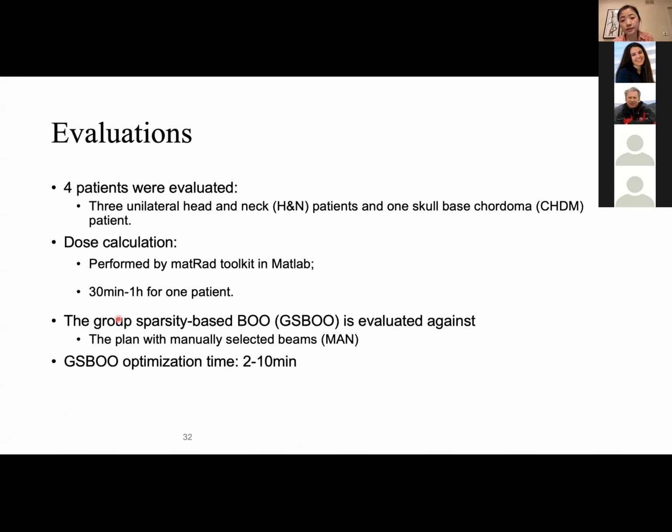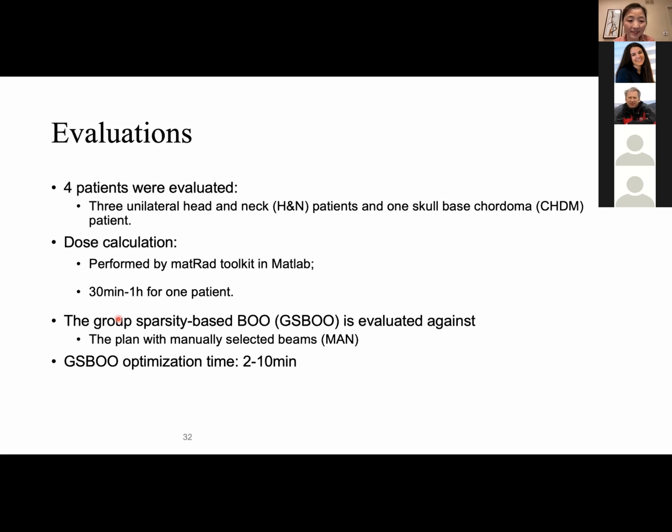We tested this algorithm on 4 patients, including 3 unilateral head and neck patients and 1 base of skull chordoma patient. The dose calculation is performed by matRad in MATLAB. And because I know we just had a lecture on MATLAB as well, I want to say a big thank you to all the authors of matRad. It really helped me a lot to start and build up this optimization framework.